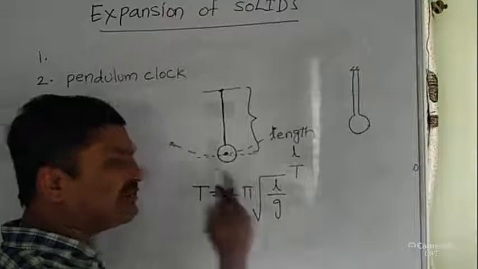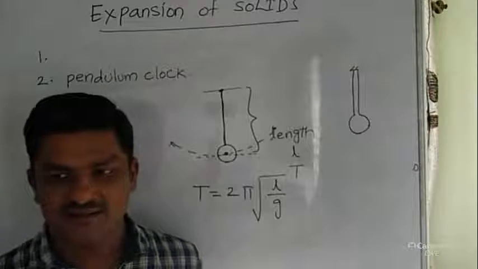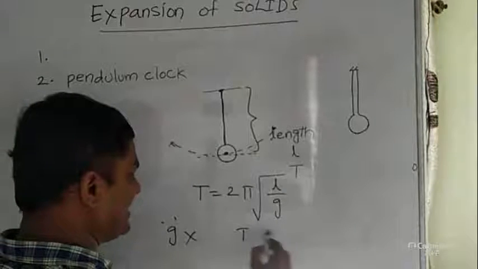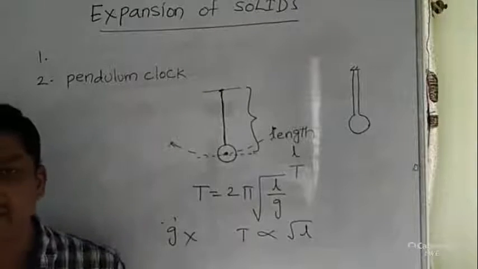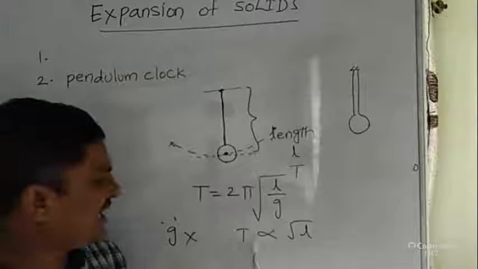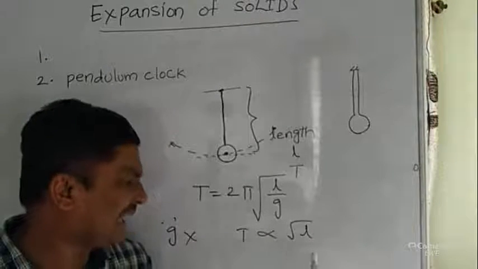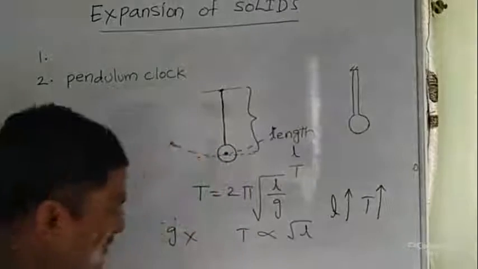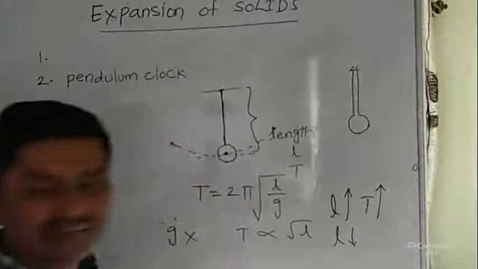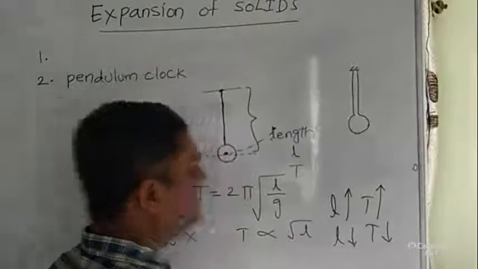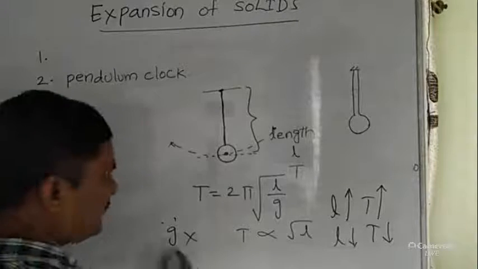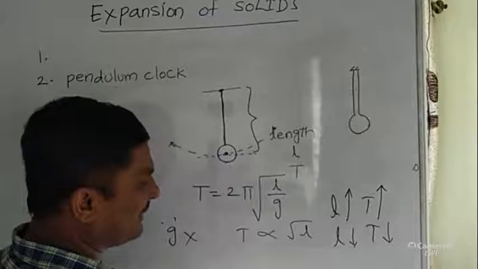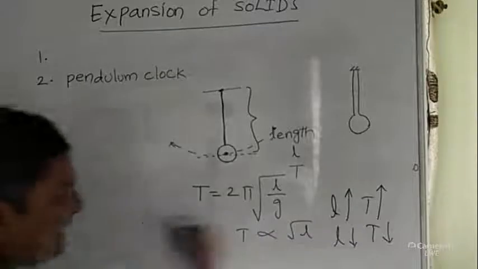At a given place the value of g is constant. When g is kept constant, T is directly proportional to root L. It means that if there is an increase in the length of the simple pendulum, there will be an increase in the time period also. If there is a decrease in the length, there will be a decrease in the time period. So keep it in mind.